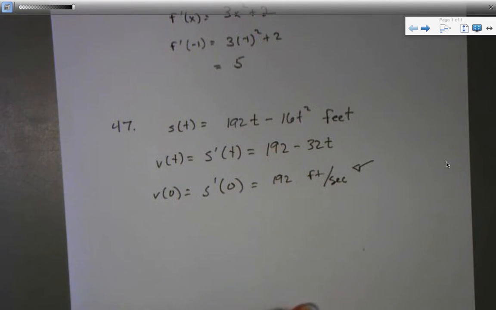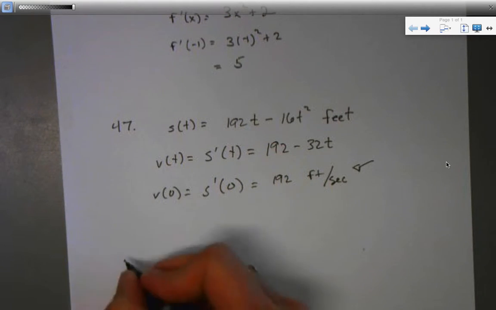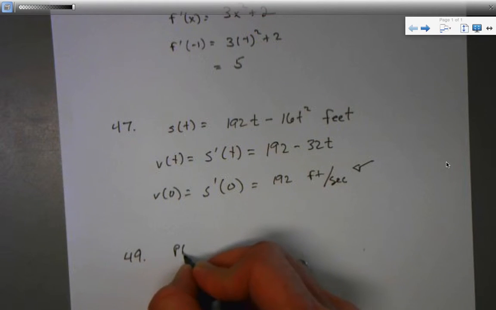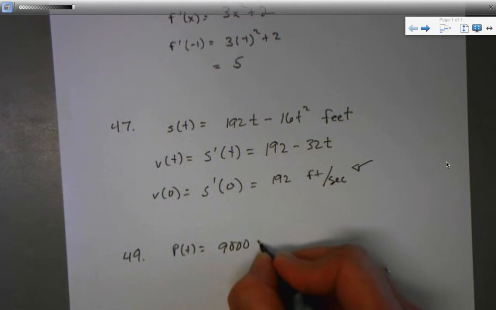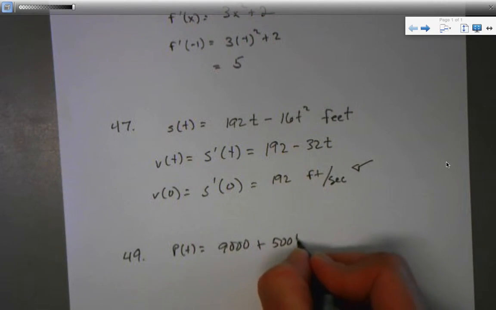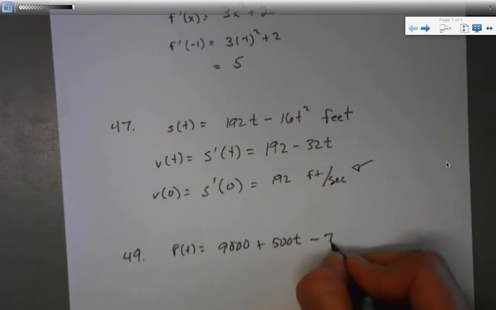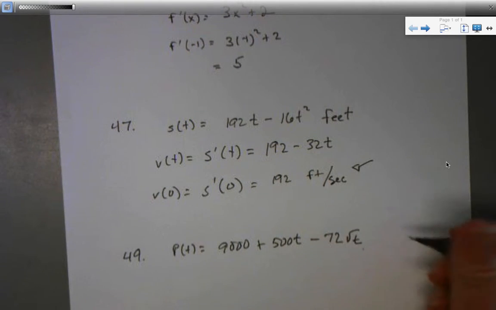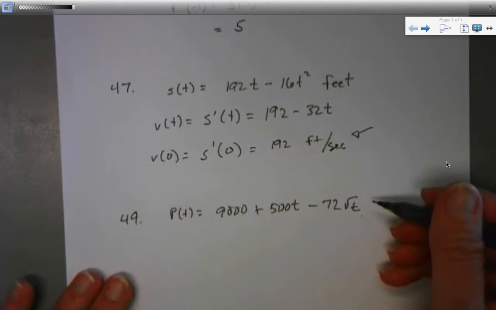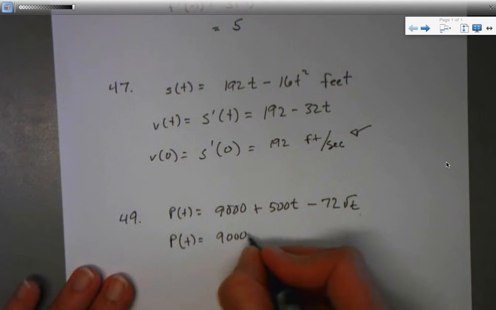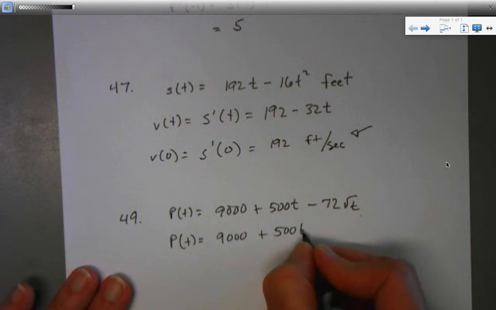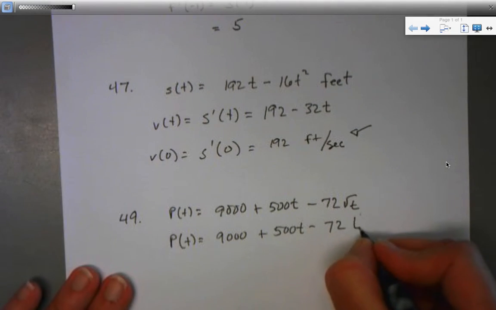Number 49. 49 gives you the population is 9,000 plus 500t minus 72 square roots of t. So again, there's that radical, and we can't use the power rule with the radical. So automatically, before you even work the rest of the question, change that square root of t to t to the 1/2.